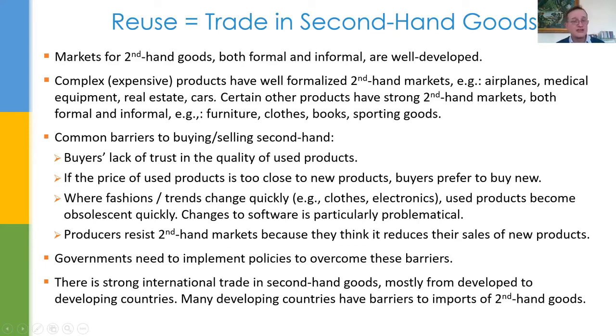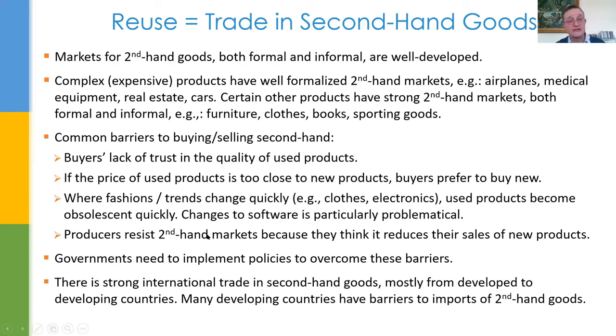Now, where fashions or trends change quickly, and this is particularly the case for clothes and electronics, then used products become obsolescent quickly. And obsolescent here, not in the sense of technically obsolescent. They work perfectly well. It's just that people don't want them because they're no longer in fashion or they're no longer the latest trend. And in this case, changes to software is particularly problematical because that is leading to a very much faster obsolescence in terms of fashions and trends. And then, of course, that's on the buying side.